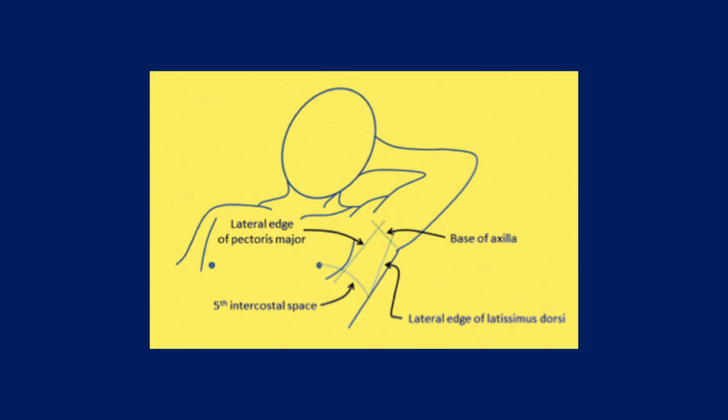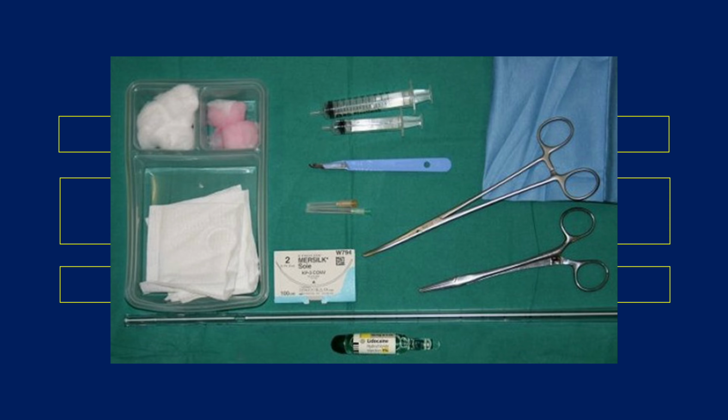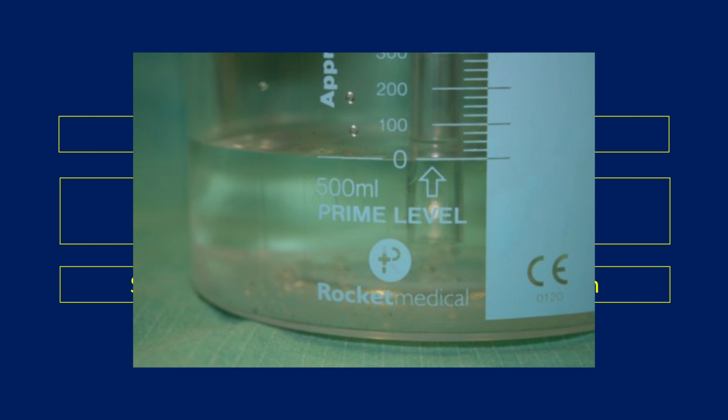The safety triangle for insertion is as follows. Anterior, the lateral edge of pec major. Posterior border, the lateral edge of latissimus dorsi. The inferior border runs alongside the 5th intercostal space. And the superior border is the base of the axilla. The site should then be confirmed with ultrasound. Then prepare your surgical equipment, the chest drain. And finally, the intercostal drain bottle.